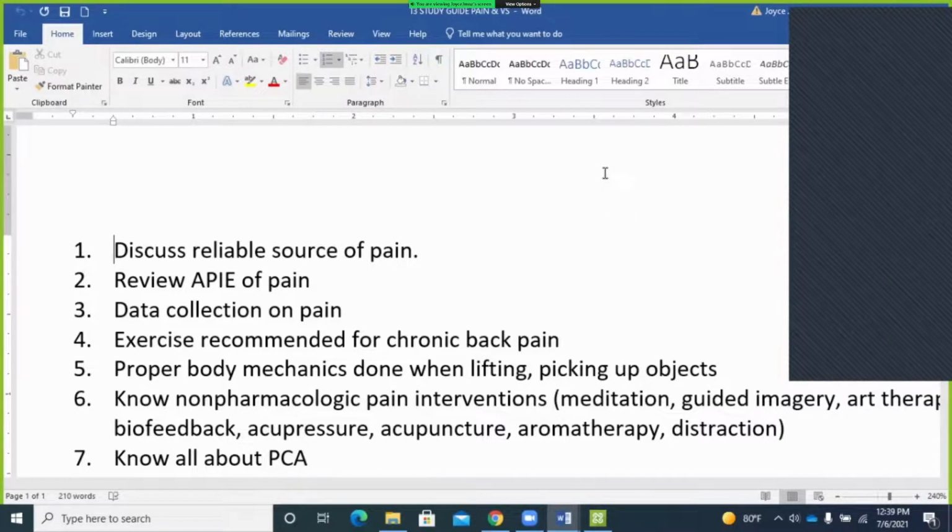Remember the rate, right? Rate, location. Those are the kind of things, most especially the rate, because the rate will tell you what to give to the patient. Remember, 1 to 6 is mild to moderate. 1 to 3 is mild. Maybe I can just have Tylenol, maybe I can just have Motrin. Okay, so 4 to 6 is moderate.